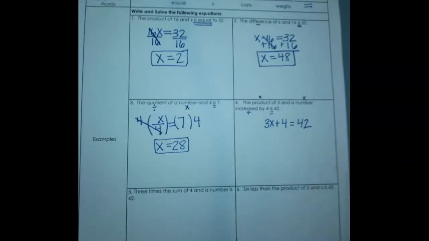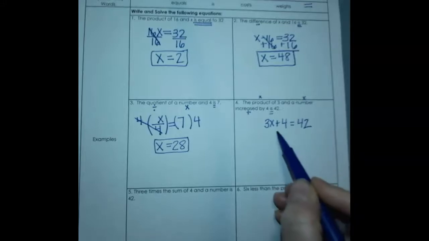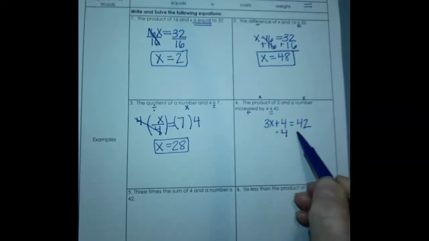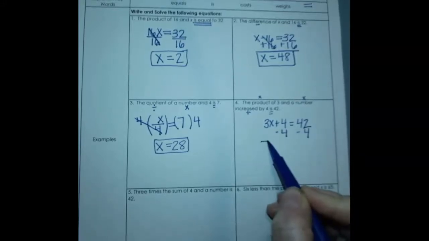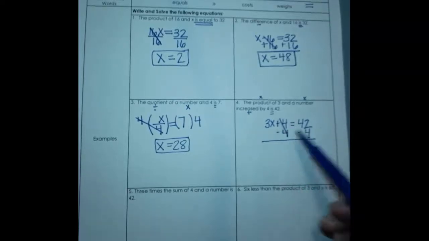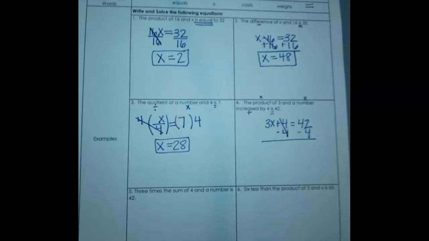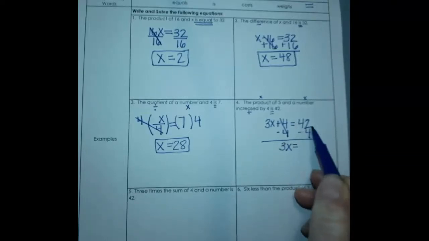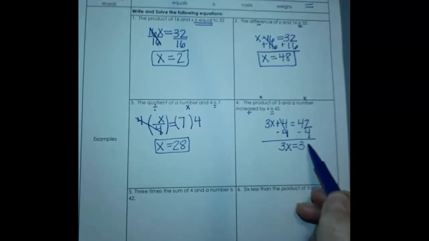So I need to have only 1 term on the side where the variable is in order to isolate it. So I'm going to do the opposite operation. This is plus 4, so I'm going to say minus 4. Minus 4, because it's an equation, so you have to do the same thing on both sides in order to keep it equal. These 4's cancel out to 0 because 4 minus 4 is 0. We bring down the 3x because nothing's changed with it, equals 42 minus 4, which is 38.